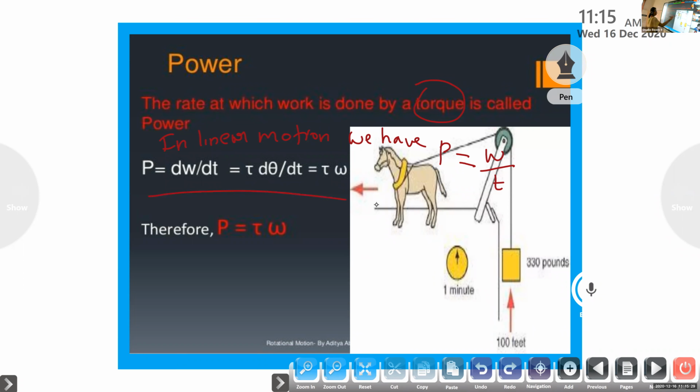Write this one: power is equal to dW by dt. Already you know what dW is from the previous slide: tau d theta by dt. d theta by dt is the change in angular displacement, so it is equal to tau into omega. Omega means angular velocity. Therefore, power is equal to tau omega.